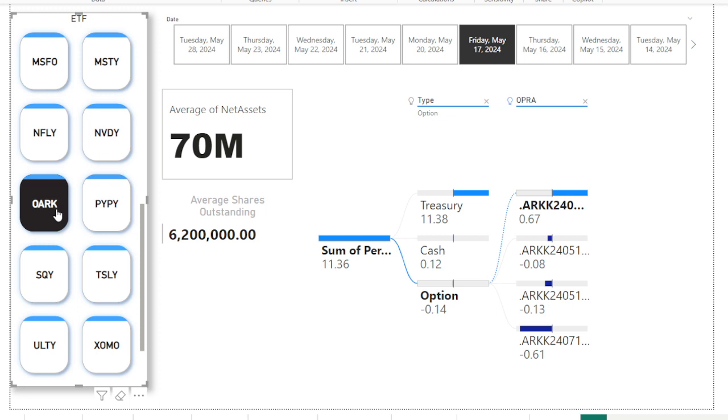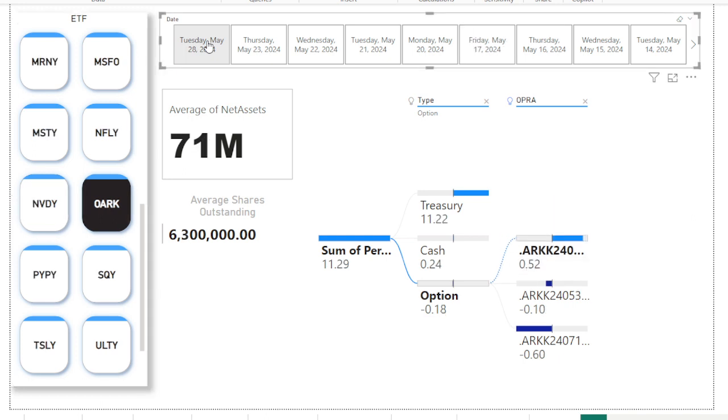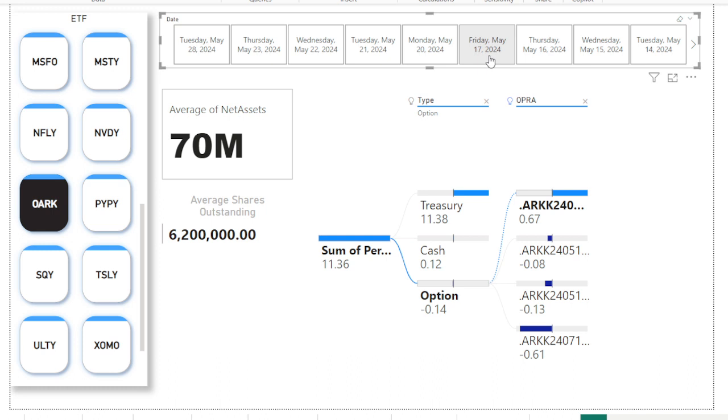And then OARK, 70 million. Well, unfortunately, the share price is 11.36, and then the option is a 14-cent credit. So going into the new week, it looks like the average net assets pick up slightly. Then the share price is still in the $11 range. The amount collected at least went up a little bit to 18 cents.